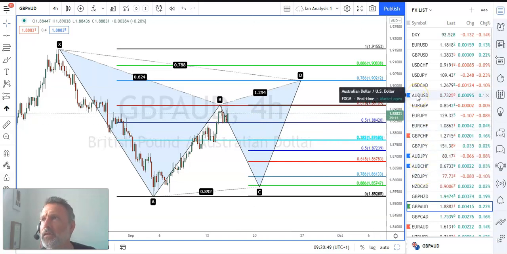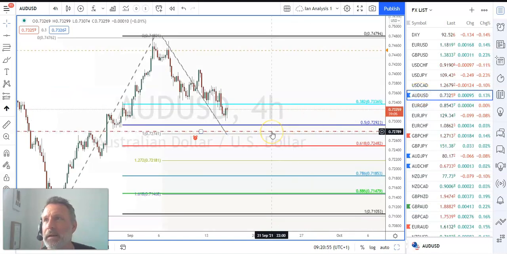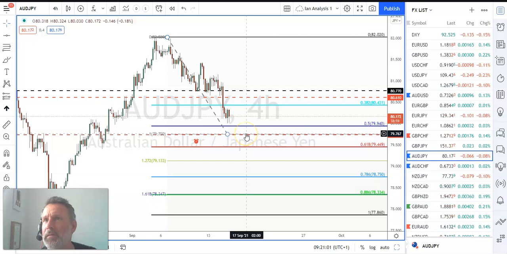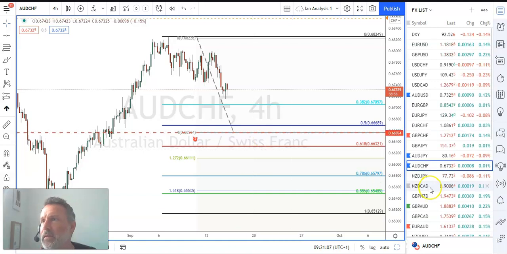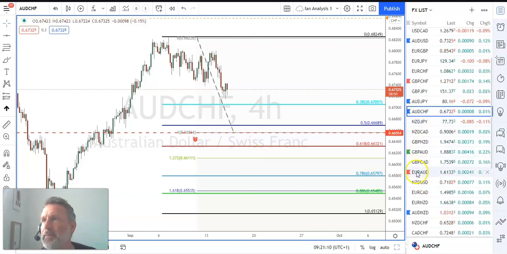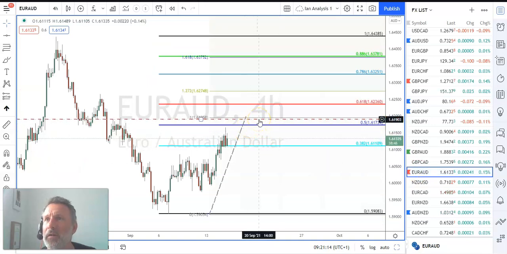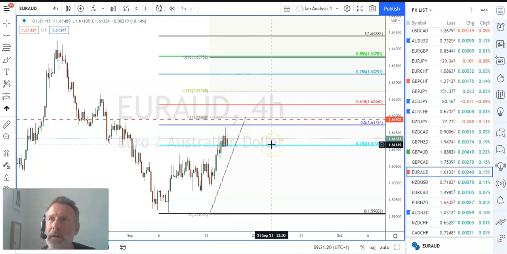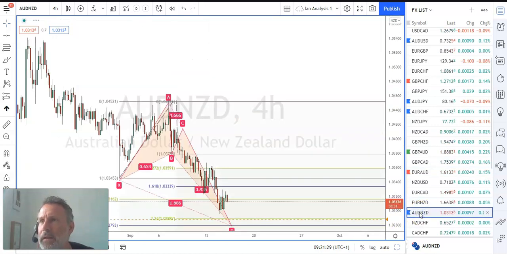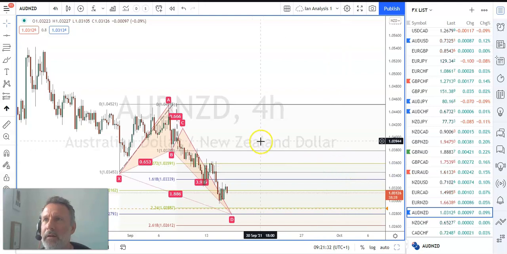Now the other Aussie crosses are not looking as good, if you like. Got support down here, which is 172.79, really sort of going nowhere. Aussie yen's quite a long way off, 79.75. Aussie Swiss is even further, 66.56. Sterling Aussie we've flagged up. Euro Aussie not as far away, 161.90, but they're all offering sort of downside biases for Euro Aussie, Sterling Aussie, and upside bias for the Australian dollar.